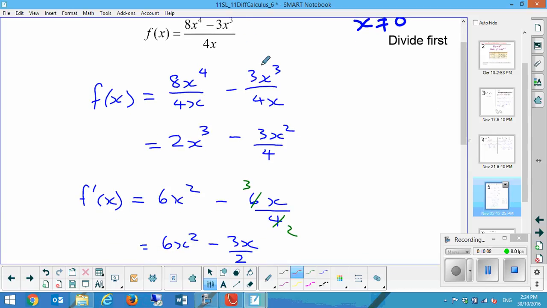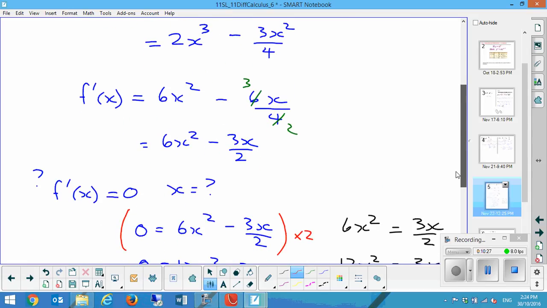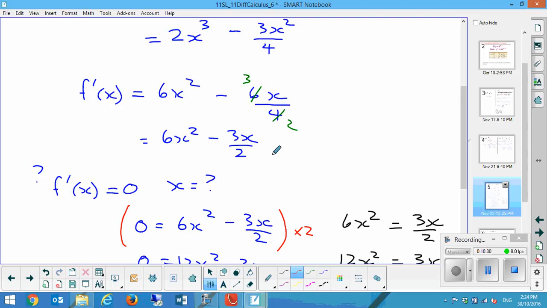So we have 8x to the 4th over 4x minus 3x cubed over 4x. We can simplify by cancelling. Now we can differentiate, so the 3 comes down, we get 6x squared. 2 multiplies down, so we get minus 6 over 4 times x. They cancel further, so now we come up with our derivative function here.